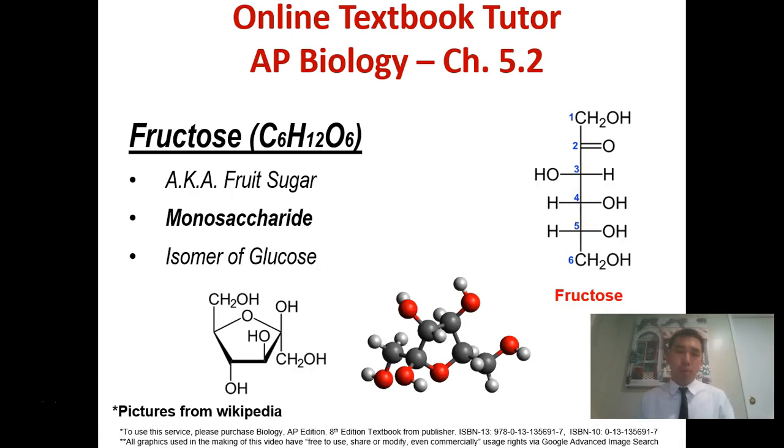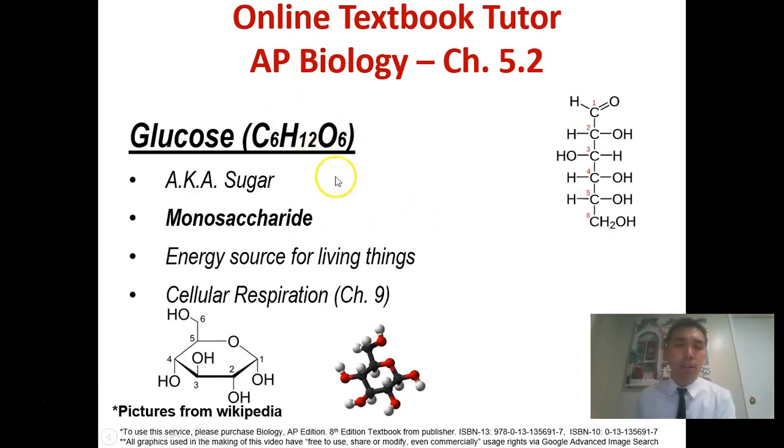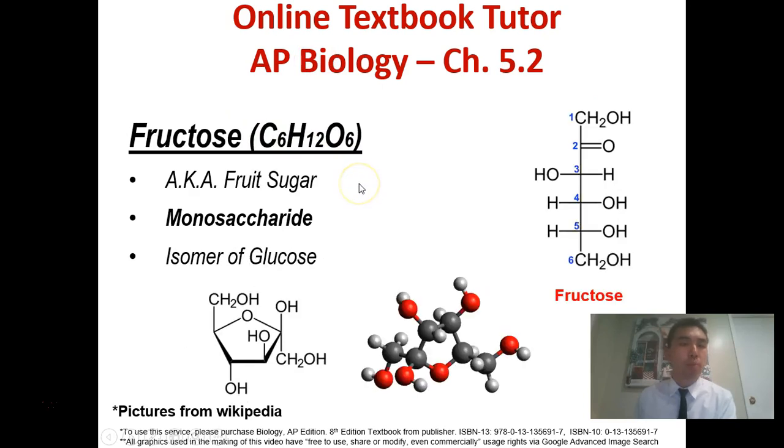Another monomer that is talked about in the textbook is fructose. But the first thing you can probably take a look at is the molecular formulas are the same, C6H12O6. So what makes them different? Well, these are actually isomers. And if you take a look at the structures, they're different, but if you take a look at the formulas, they're the same. Okay. Fructose is fruit sugar, and it's actually found in different areas versus glucose.